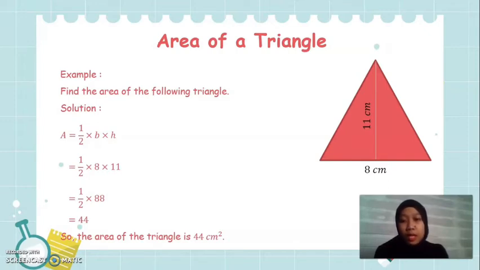So A equals a half times 8 times 11. We multiply 8 by 11. The result is 88. Next, we multiply a half by 88, and the result is 44. So, the area of the triangle is 44 centimeters square.